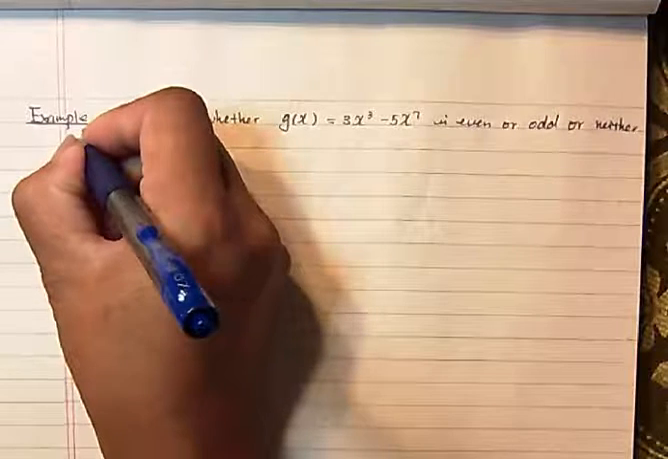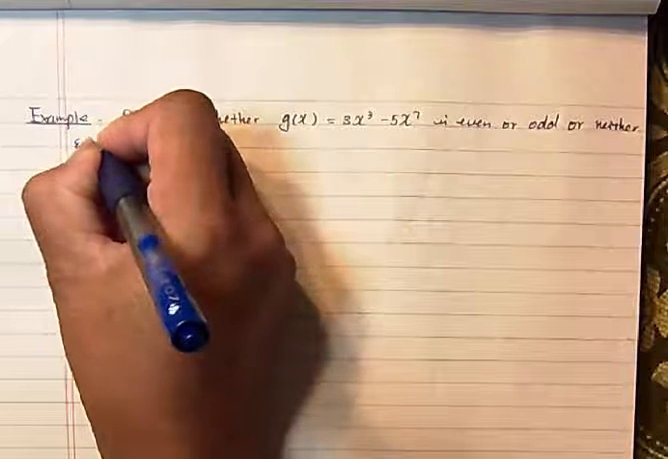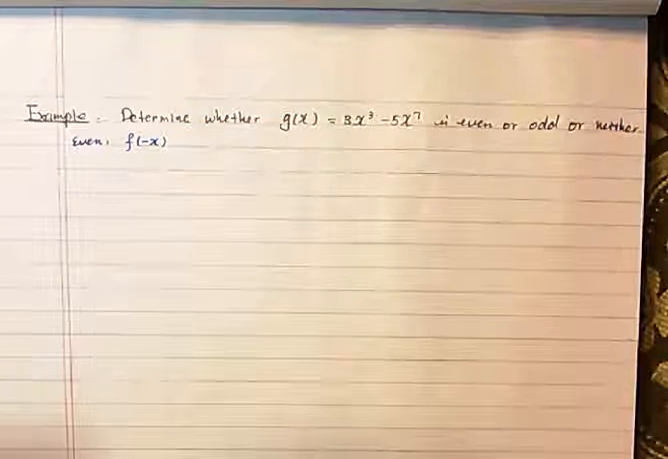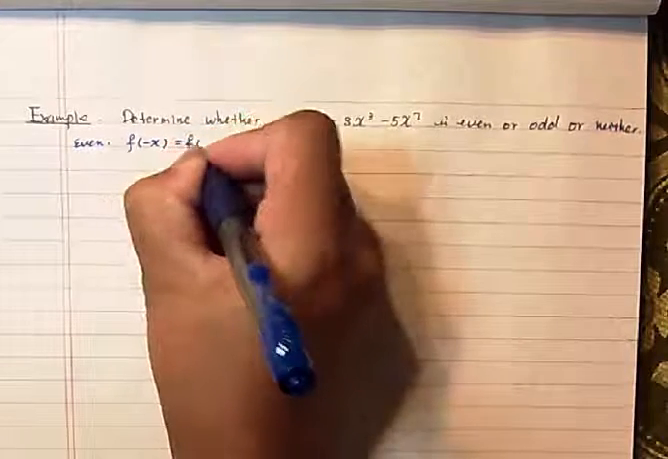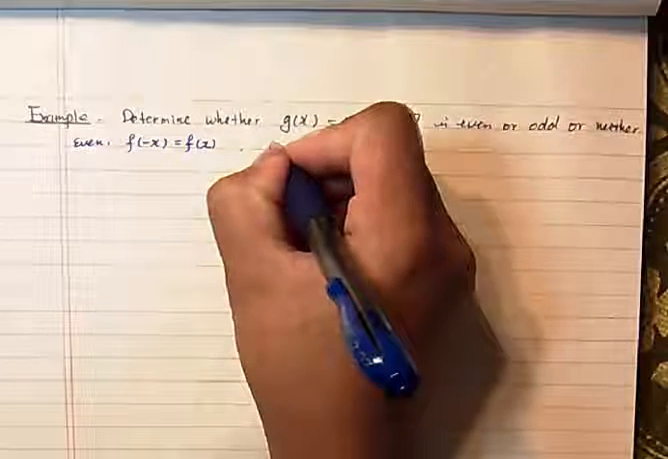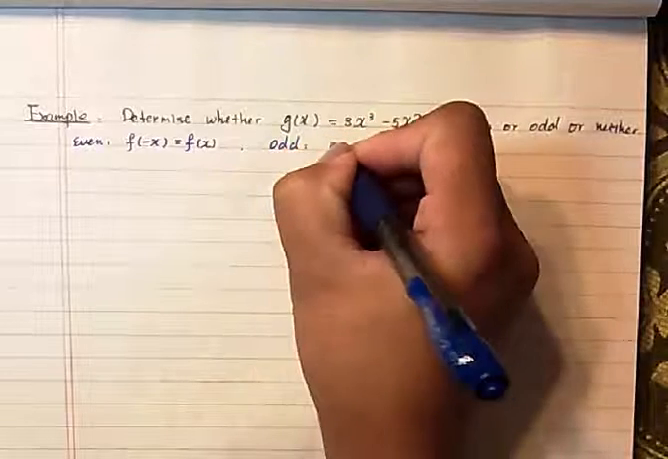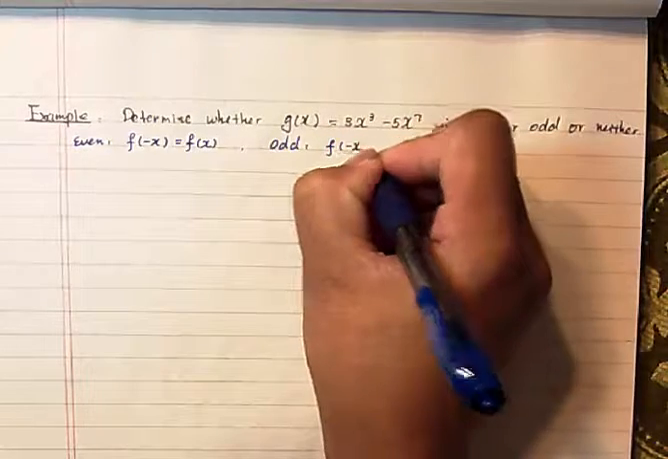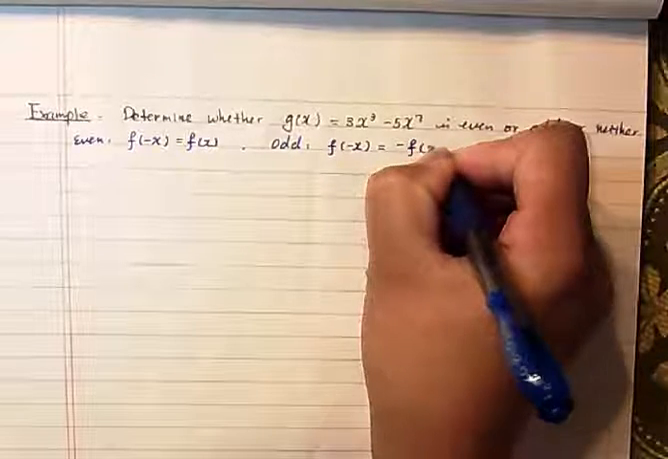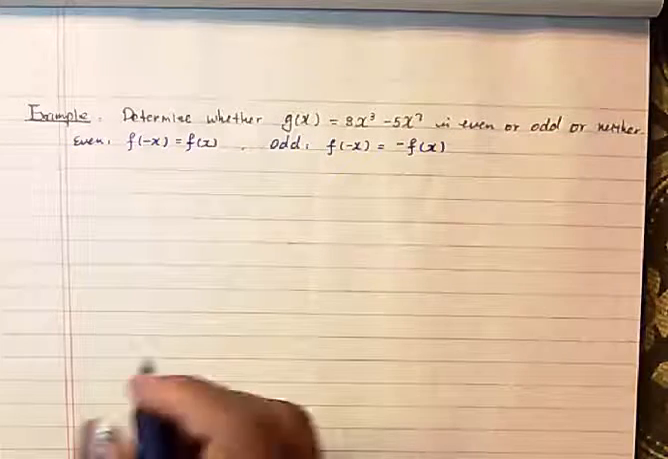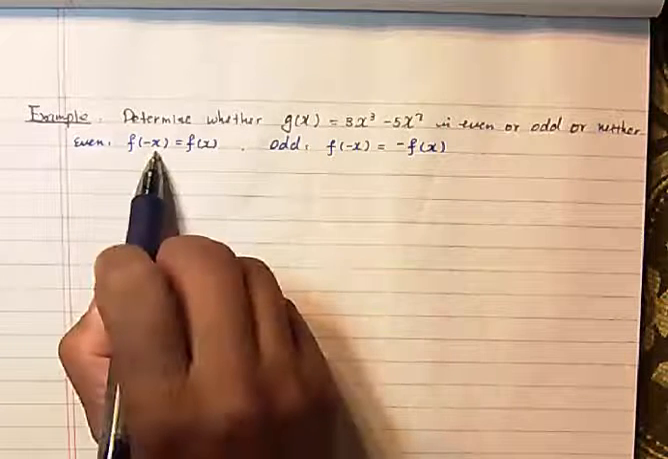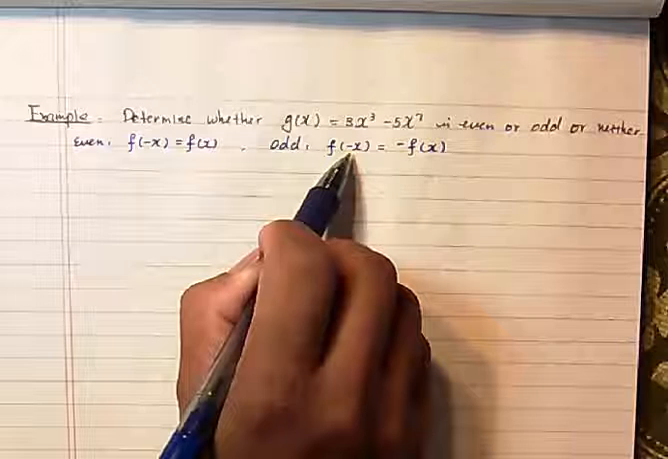We say that if a function is even, then if I replace the input from x to negative x, the output should be the same as f of x. And if it is odd, then when I replace the input by negative x, the output is the same as negative f of x. Either way, they both need to examine what happens to the output when you replace the input by negative x.